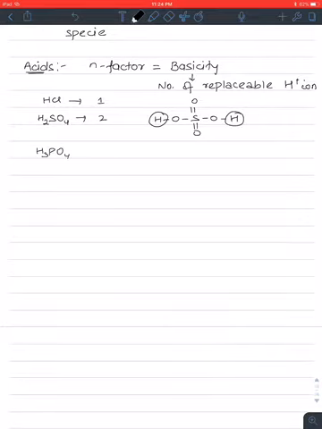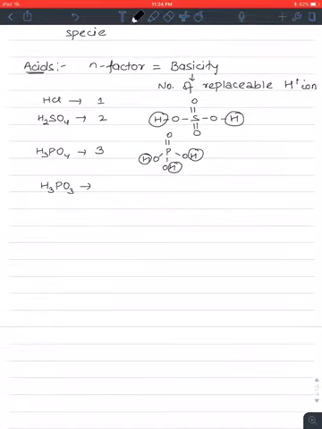If I'm having H3PO4, the structure of H3PO4 is something like this: P double bond O, OH, OH and OH. Now in this you can see that there are 3 replaceable hydrogen ions, so the N factor for H3PO4 will be 3.